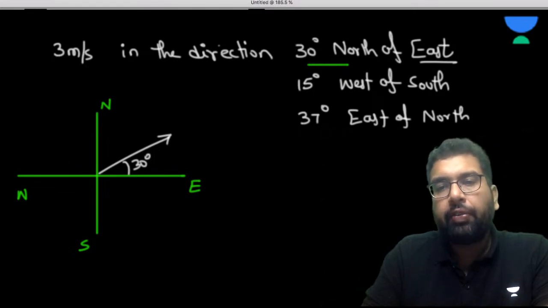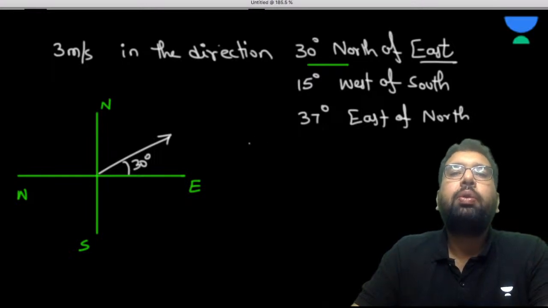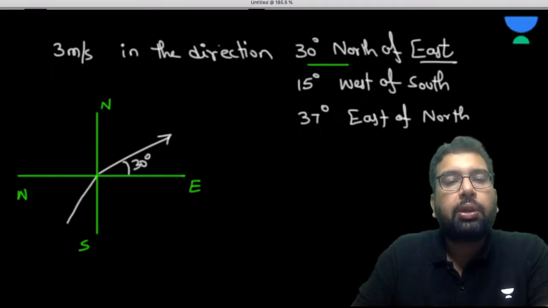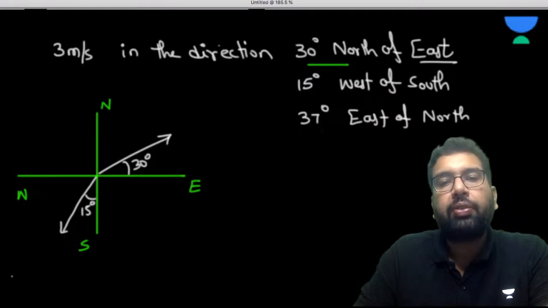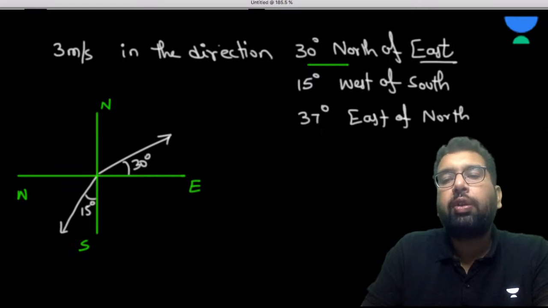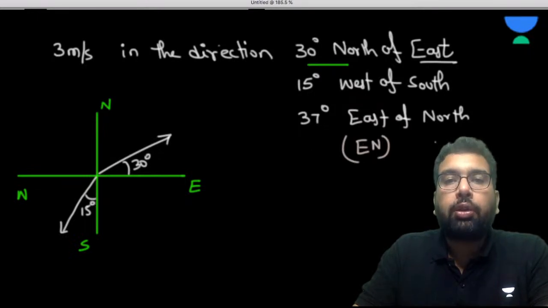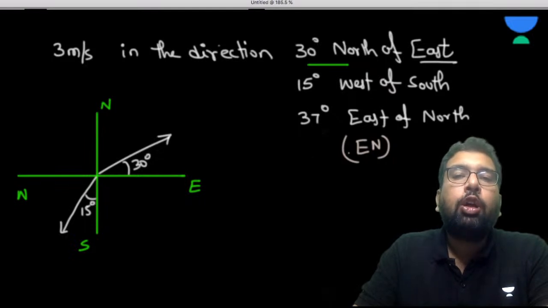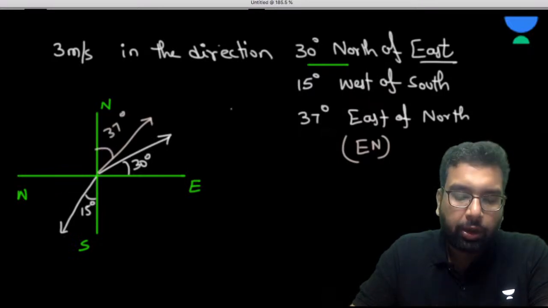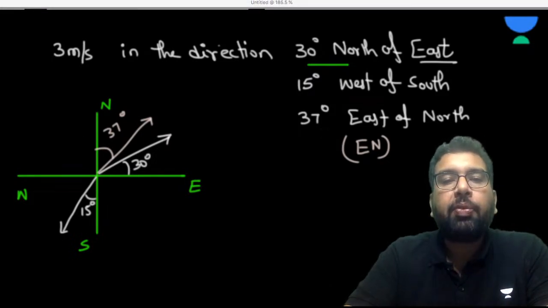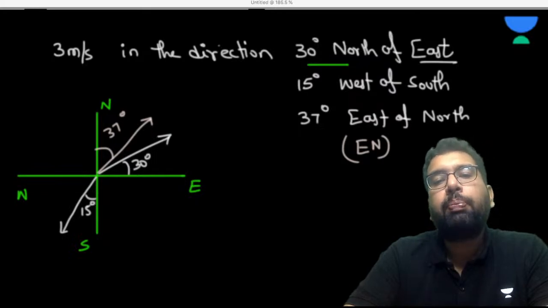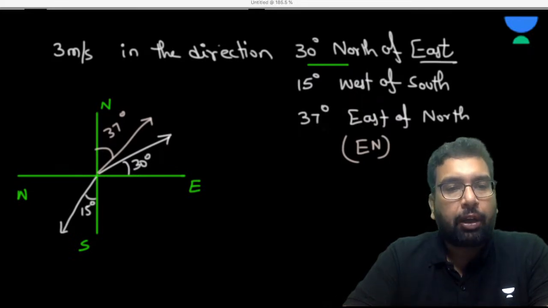Yes, sir, absolutely. Now, when we say 15 degree west of south, that means you start the angle from south and go towards the west. So this is going to be 15 degree west of south. And when it is said 37 degree east of north, sometimes it is also written as 37 degree EN. That means you start from north, you go by 37 degree towards the east direction. So this is going to be your vector. If some information is given like this, will you be able to represent the vector? Yes, sir, most certainly we will be able to show the vector.